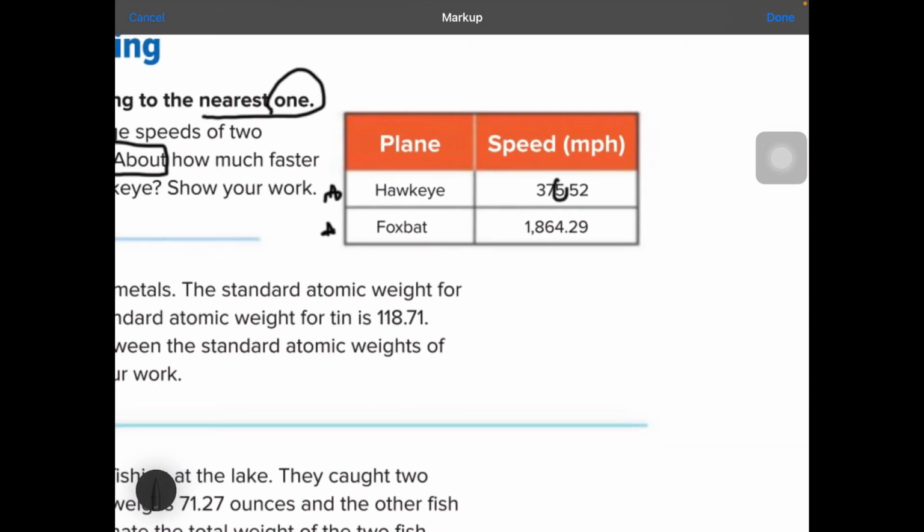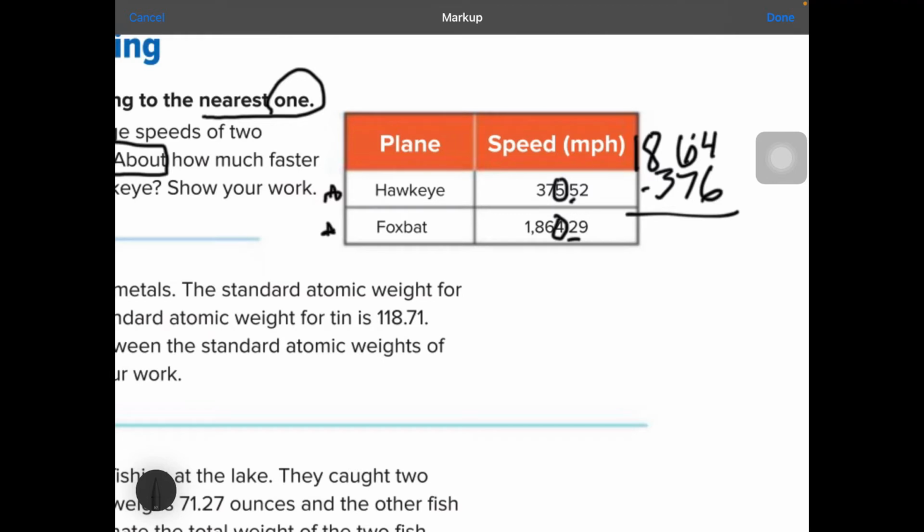I'm going to circle this number. That number is going to determine what it's going to be, so it's going to be 376. That 5 is going to bump it up. Here is the ones category, and that's going to determine that 4 will stay there. So I'm going to flip this number over here because we want to put the Foxbat on top and subtract the Hawkeye. So this is what our problem is going to look like.